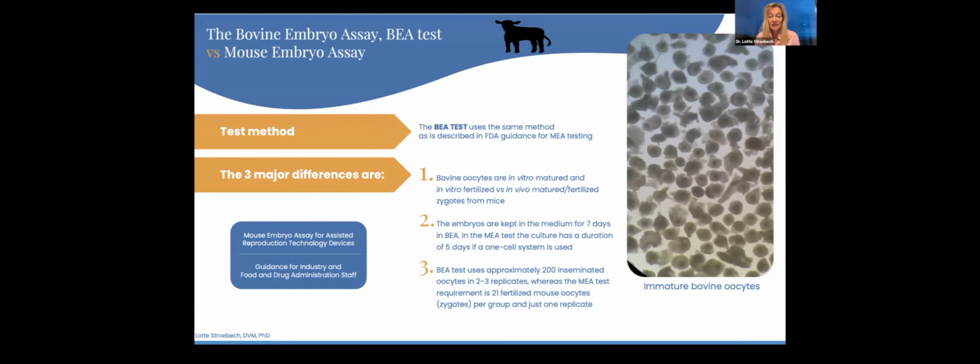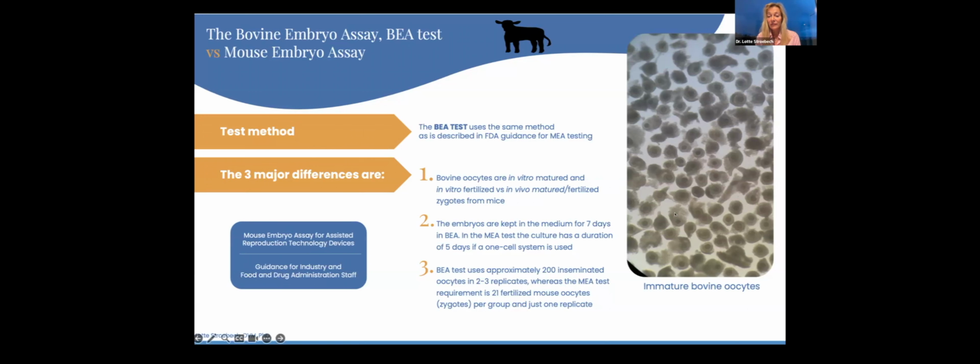In the MEA test, it has a duration of 5 days if a 1-cell system is used. And third and last, the BEA test uses approximately 200 inseminated oocytes in 2 to 3 replicates, whereas the MEA test requirement is 21 fertilized mouse oocytes, zygotes per group, and just 1 replicate is required. So that is obviously the biggest difference.